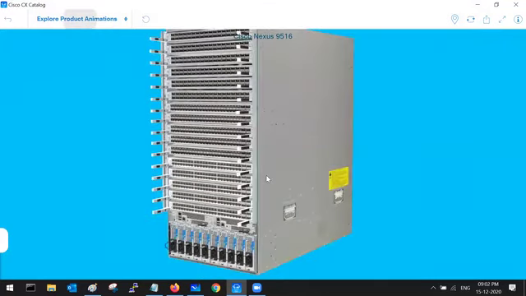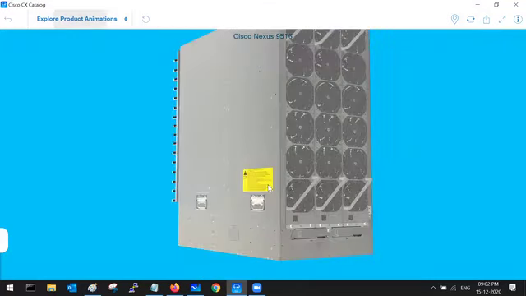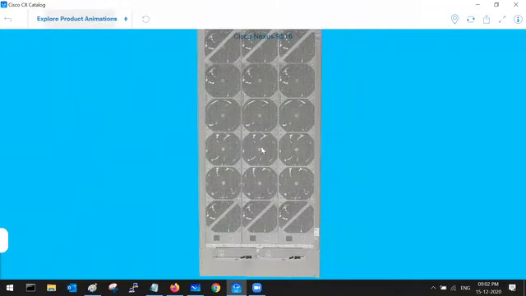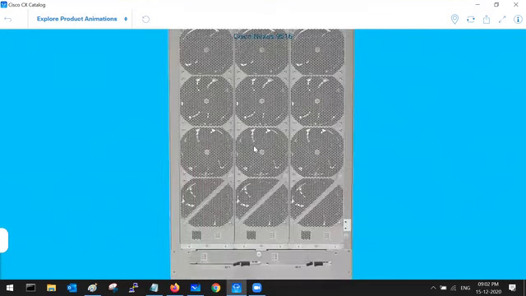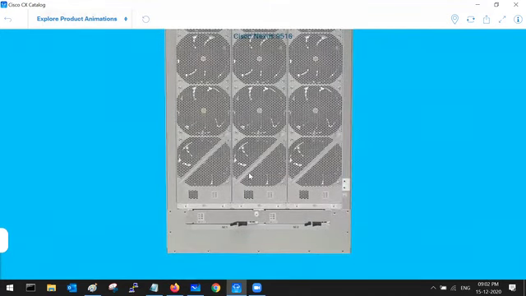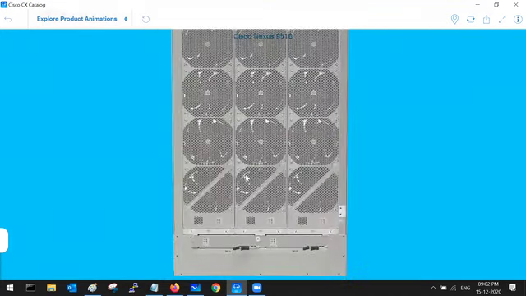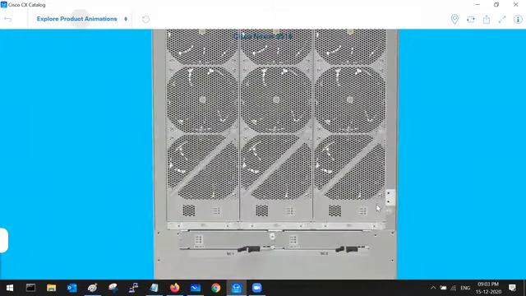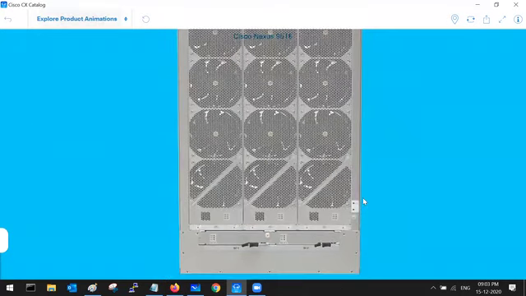Is everyone clear, guys, with regards to the hardware of Nexus 9K and Nexus 7K? Okay, system controllers also will be working in active standby mode, just like your Supervisor Engine. So we'll be having two system controllers inserted in the chassis from the rear, and it will be in active standby mode. It will not be in active mode.